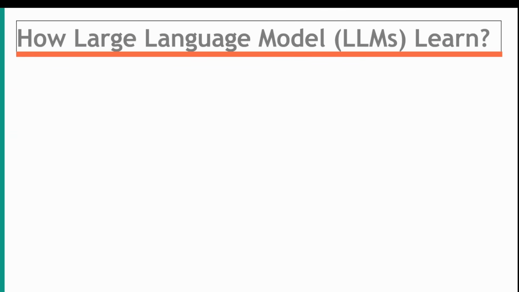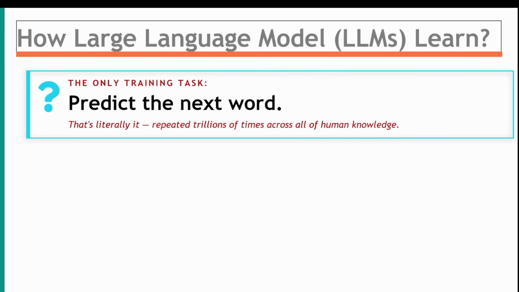Let's understand how a large language model learns. A language model is a neural network trained specifically on text. The only training task an LLM ever gets is to predict the next word. That's it. It has to predict the word across billions of sentences from books, websites, and conversations. This is a blessing in disguise, I would say.